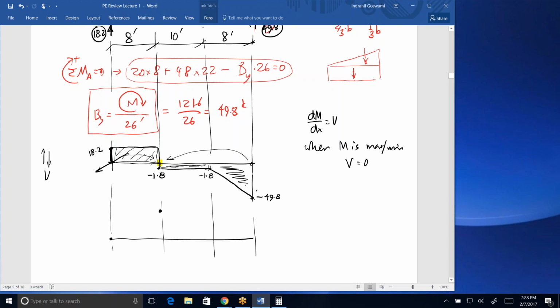Does that look right? That doesn't look right at all. This shape is much bigger.